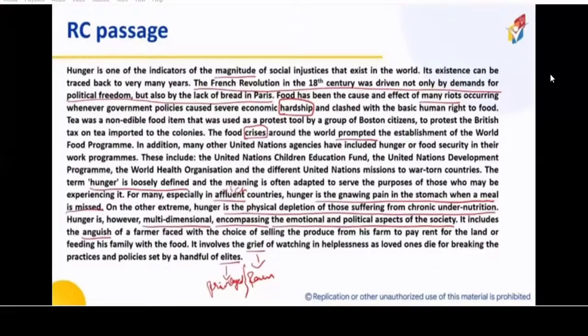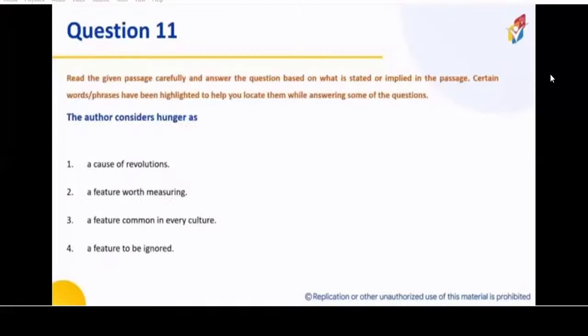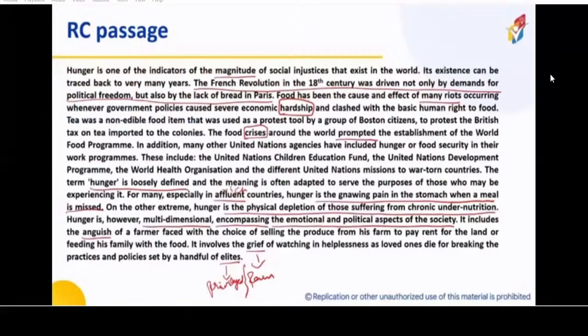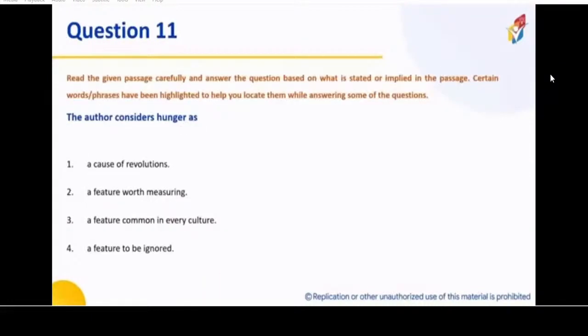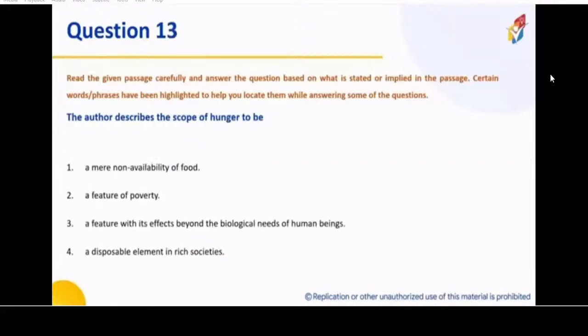A feature worth measuring. Nowhere does the author talk about the ability to measure hunger, so that is out of scope. It's a feature common in every culture. The author never says that it's common in every culture. It says in affluent countries, hunger might be present as annoying pain. On the other extreme, in poor countries as well, it might be present. A feature to be ignored? Definitely not, because the author says hunger leads to a lot of revolutions, and it is a very important factor in deciding the future of a nation. So, cause of revolutions is a very valid answer.